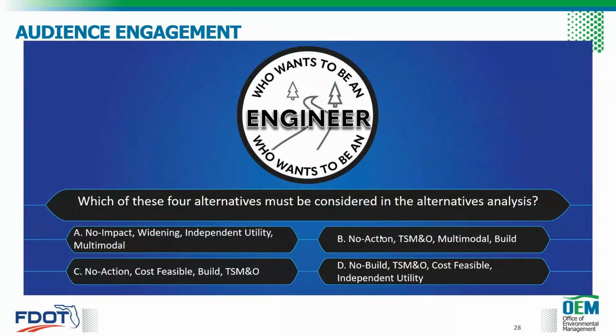All right, so we just went through the four alternatives that must be considered in the alternatives analysis. We're going to pop up a quiz for you here for an audience engagement with a couple of answers. If you were paying attention or if you have the chapter up, this one should be pretty straightforward, but there's also a few answers on here that might be a little bit tricky. So go ahead and input your answers for us. All right, got quite a few responses coming in. All right, I think we're starting to slow down. We see a pretty good split here.